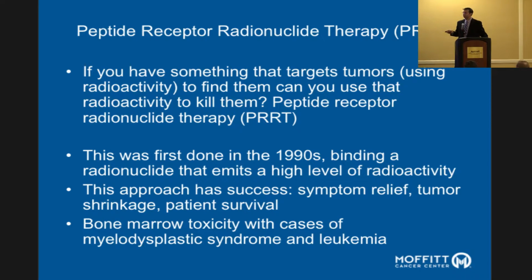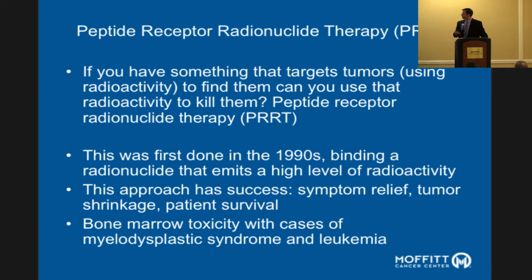Peptide, or protein, that's referring to the somatostatin analog. Receptor, because the somatostatin receptors have to be on the surface of the tumor in order to treat it. The radionuclide refers to that little element that we stick on there that gives off the radioactivity, and the therapy. So that's where this big name comes from. And this was first done in the 1990s. A lot of this work was done, I guess all this work is really done, in Europe, where it's actually more in widespread clinical use.